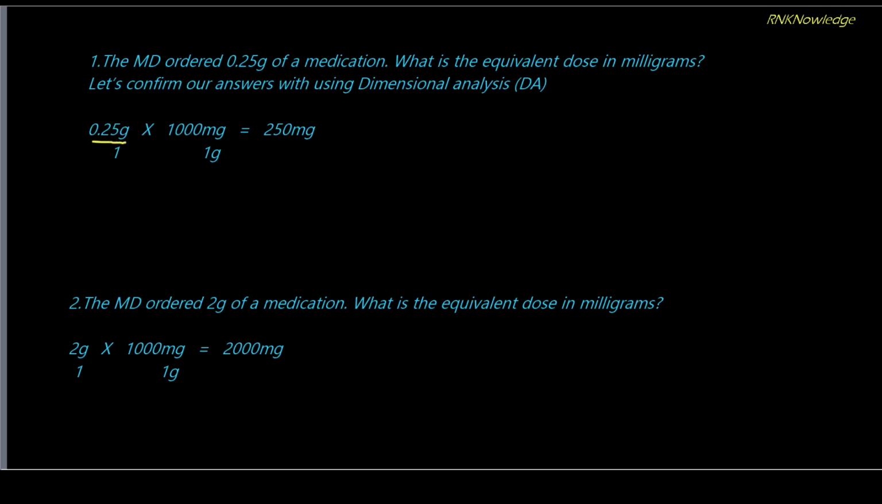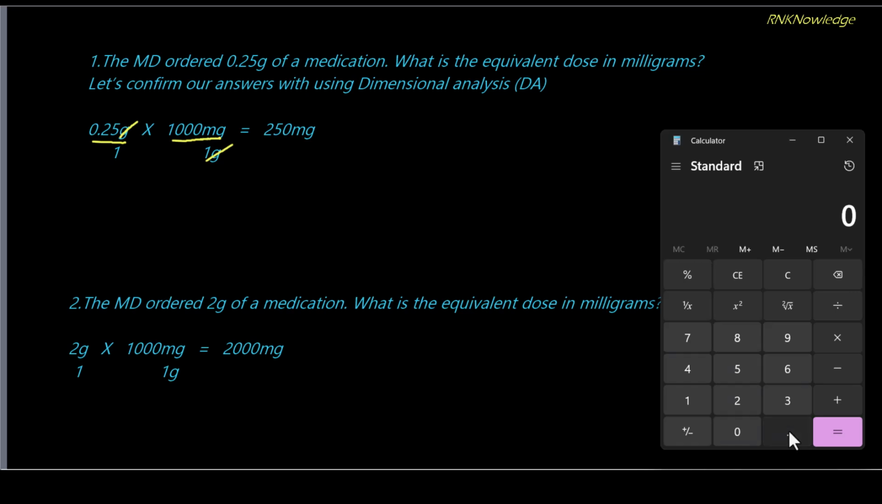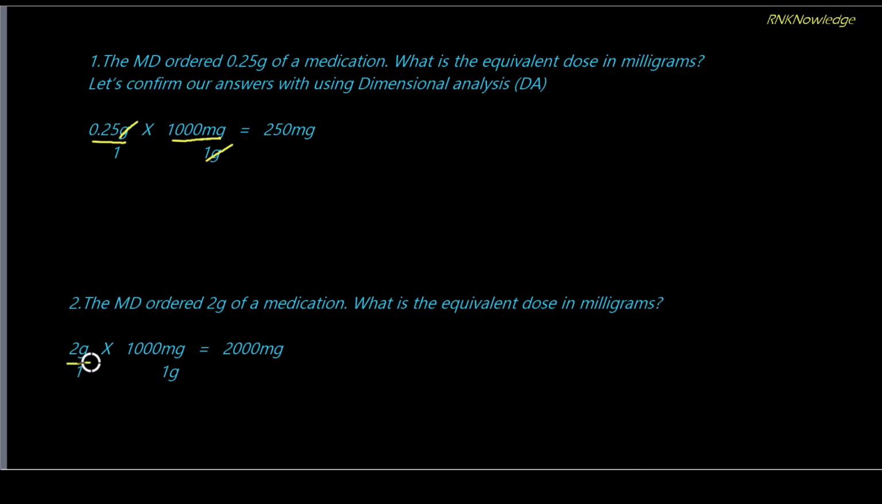MD ordered 0.25 grams of a medication. What is the equivalent dose in milligrams? I set this problem up starting off with what the MD ordered, 0.25 over 1, or as a placeholder, times 1,000 milligrams over 1 gram. This is set up so our grams cancel and we are left with milligrams. Then we multiply across 0.25 times 1,000 milligrams and we get our answer, 250 milligrams. The overall goal is to take a known quantity and multiply it by one or more conversion factors.